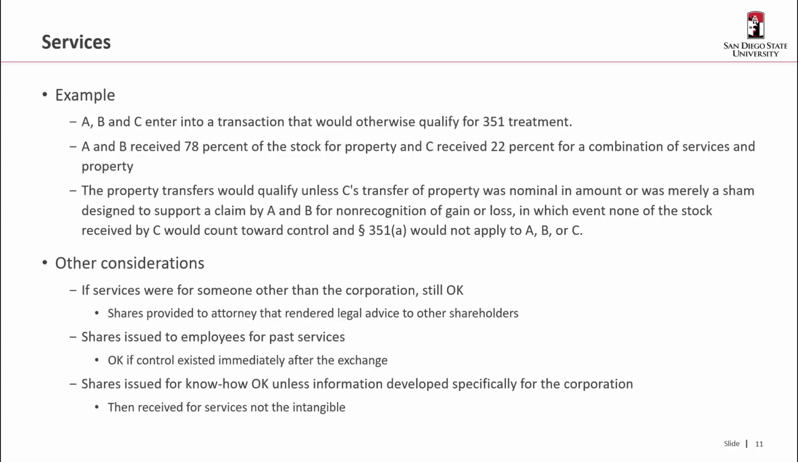So A, B, and C enter into a transaction that would otherwise qualify for 351. A and B receive 78% of the stock. C receives 22% for a combination of services and property. The property transfers would qualify unless C's transfer of property was nominal or was merely a sham designed to support A and B's non-recognition. So this is the idea, like C's has to be at least 10%. The property needs to be at least 10%.